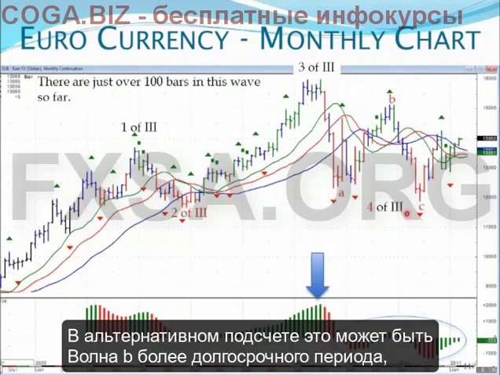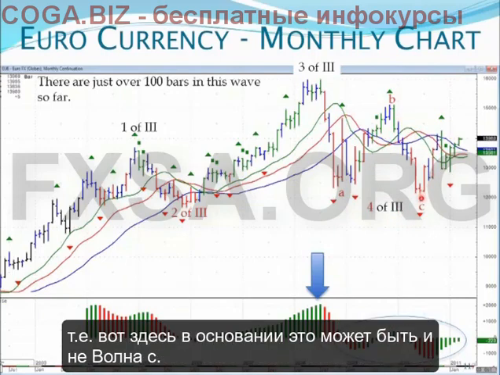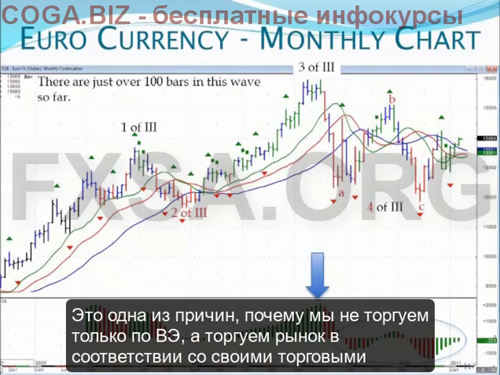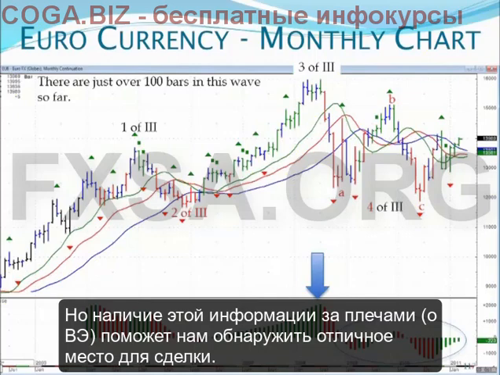Now alternatively, this could be a longer degree B wave. This may not be the C wave here, the bottom of. We could see this intertwined for quite a while with the alligator. That's one of the reasons why we don't trade simply Elliott wave. We trade the markets and we trade our signals, but having that information behind us will help us get good trade location.